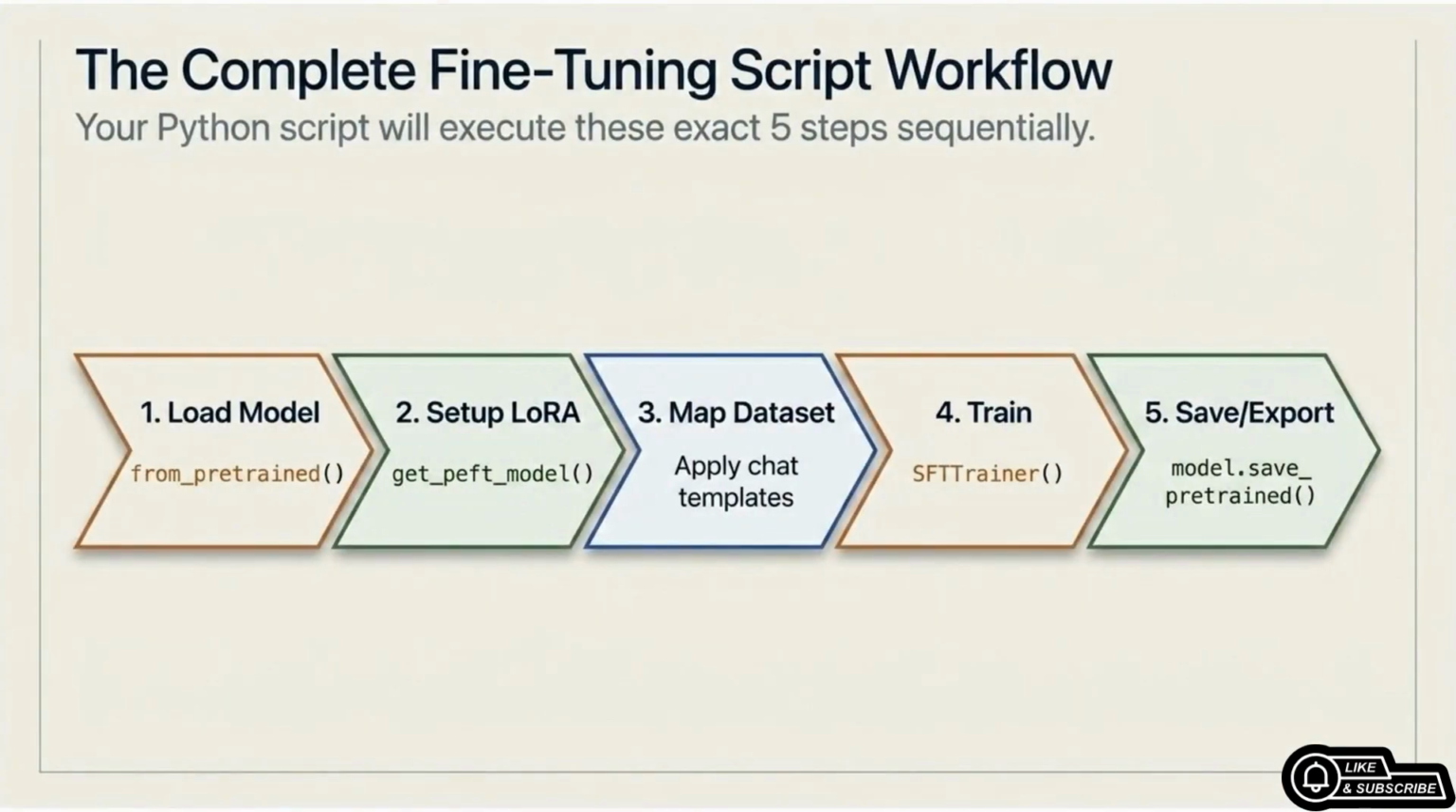A complete fine-tuning script usually has 5 major steps. First, we load the model. Second, we set up LoRA. Third, we map the dataset into the required format. Fourth, we train using an SFT trainer. Finally, we save or export the fine-tuned model for deployment.